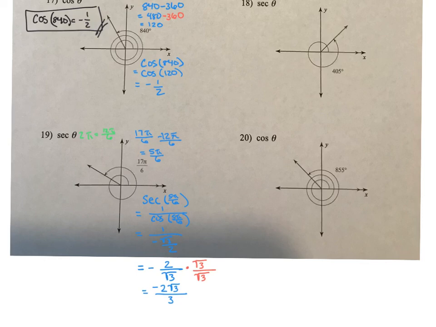So when we write this up in our final answer, we can say that secant of our original angle of 17 pi over 6 is equal to negative 2 times the square root of 3 over 3. And there you have it.